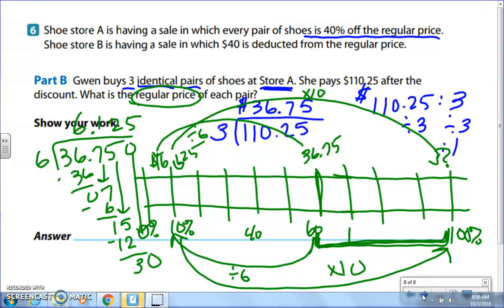Each pair of shoes would cost $61.25. And there you go. $61.25 is the regular price of the shoes. Just be careful. I know that it says 40% off, but in your head you need to understand that if it's 40% off, then we're actually paying 60%. That's going to be really tricky to think about. All right, so that's your answer key for the interim quiz, or the interim test.